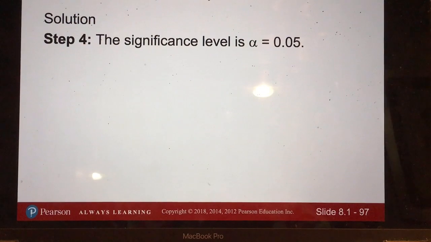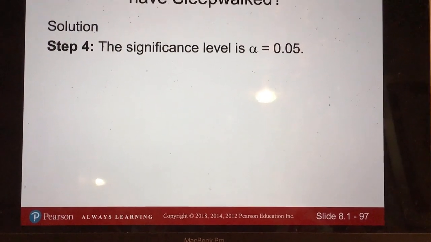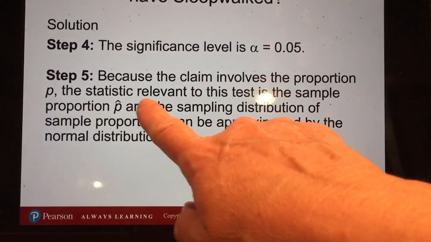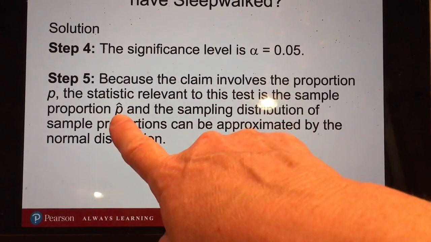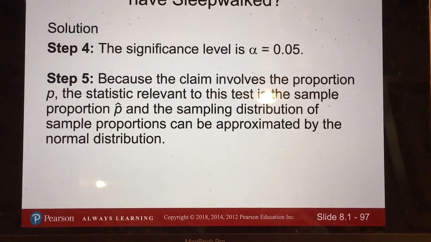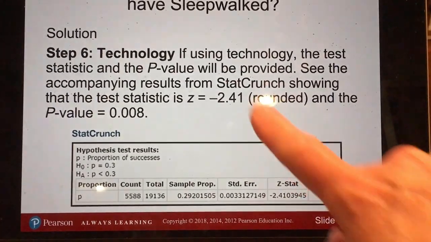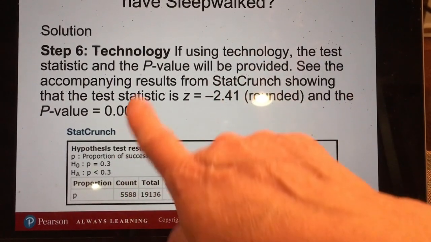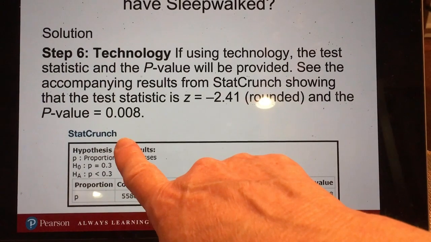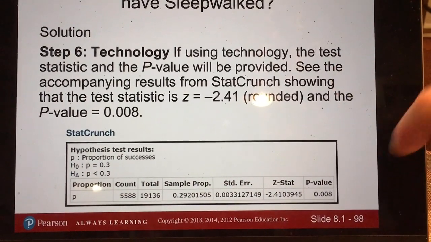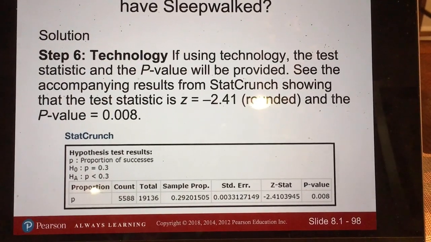The significance level was given to us, 0.05. Because the claim involves the proportion p, the statistic is p hat, and we're going to use our standard normal because it met all of the qualifications. Now we can use technology. They're doing this with StatCrunch, but we don't even have StatCrunch, so we're going to do this one with our TI.